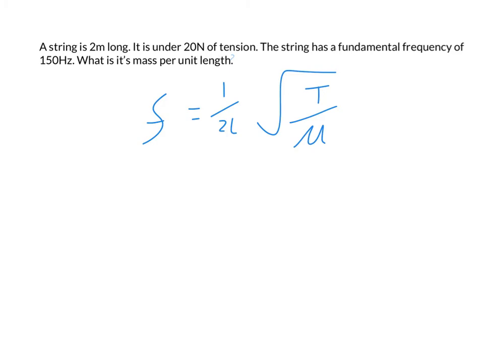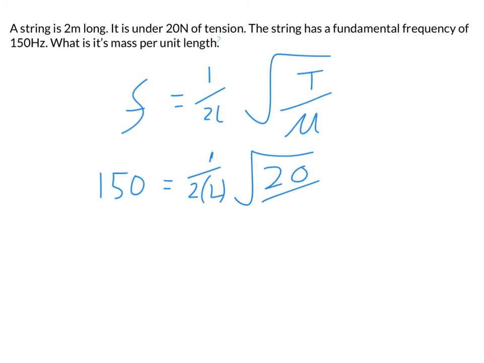Now we'll start filling in what we know. So the frequency is 150 hertz. Our length is 2 meters, so 1 over 2 times 2. And the tension is 20 newtons. Our mu then, mass per unit length, is our unknown quantity. Again, we just draw mu, it's like a U with a little tail coming off the side of it.